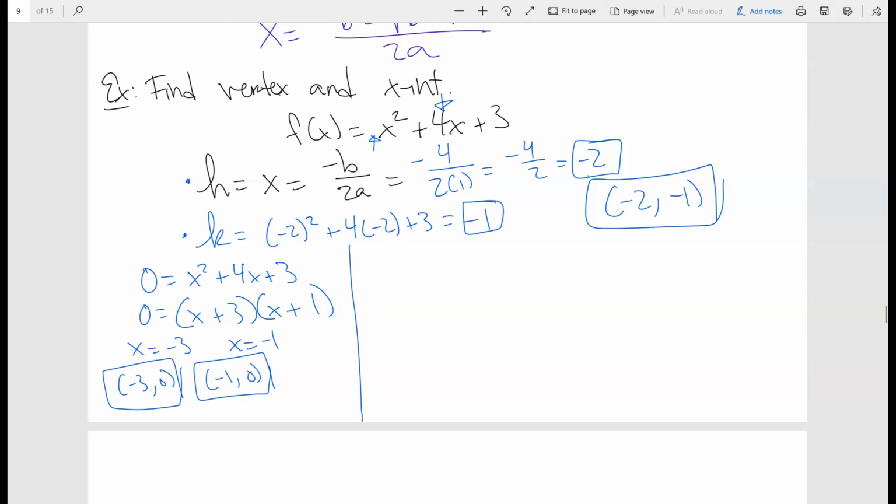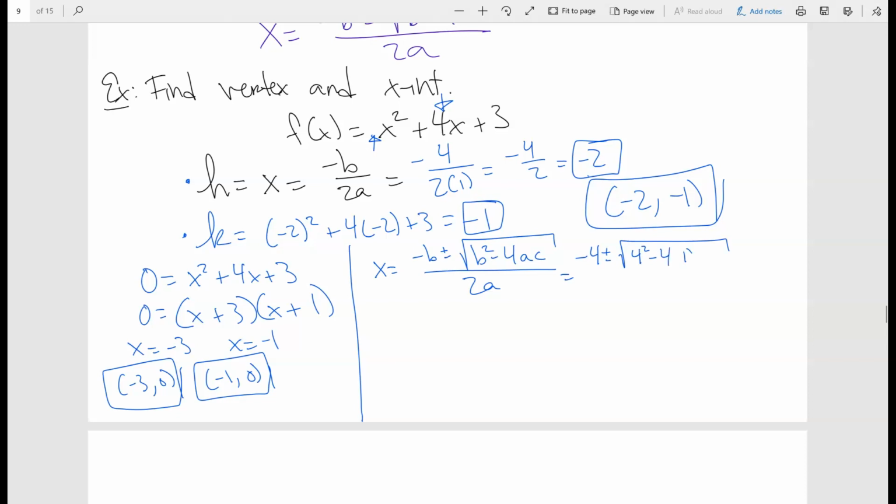Alternatively, if your factoring skills are not that great, you can always use the quadratic formula. X equals negative b plus or minus square root b squared minus 4ac all over 2a. So here our b value is just 4, so it's negative 4 plus or minus square root 4 squared minus 4ac.